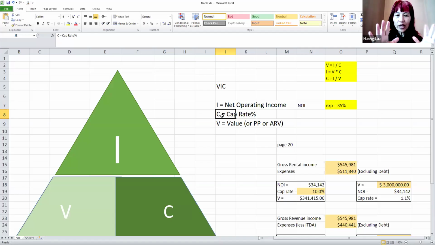Okay, so that is the triangle formula there. And cover what you're trying to solve for. So in the example that I'm going to share with you here, if you know what your net operating income is, or if you know what the total income is from your property. So let's just say, I'm just going to do that over here. Let's just say that your total income from all your rentals, from parking, laundry, all of that stuff, let's just say it's 100,000.